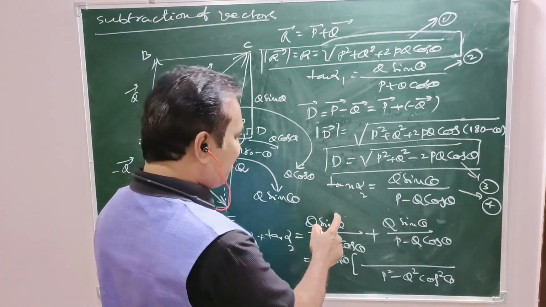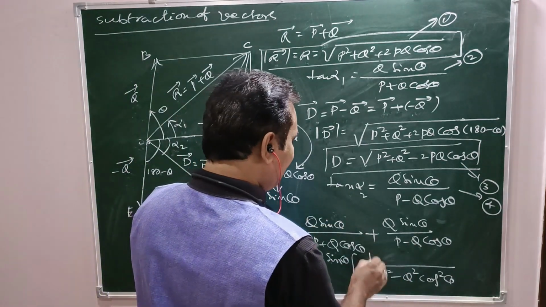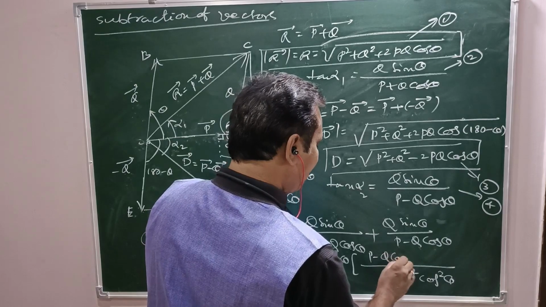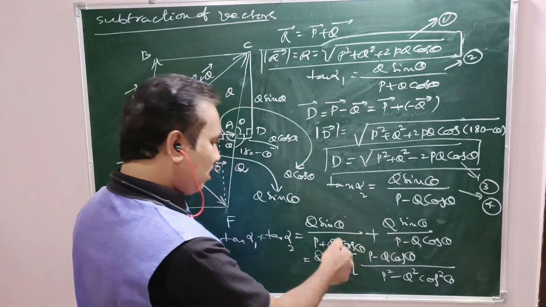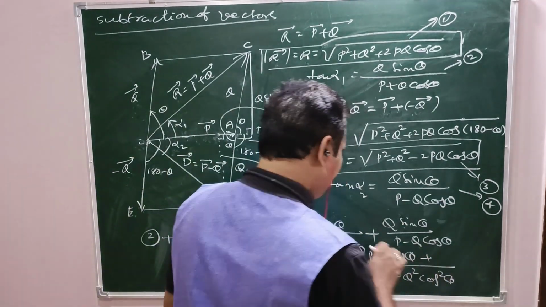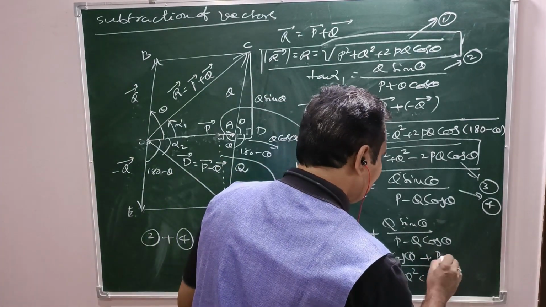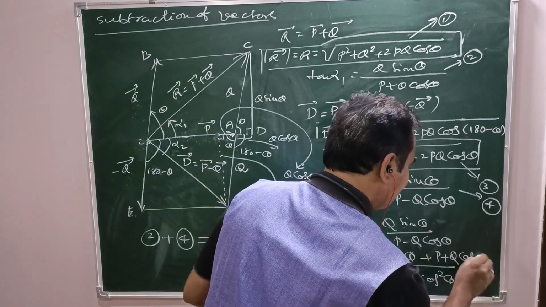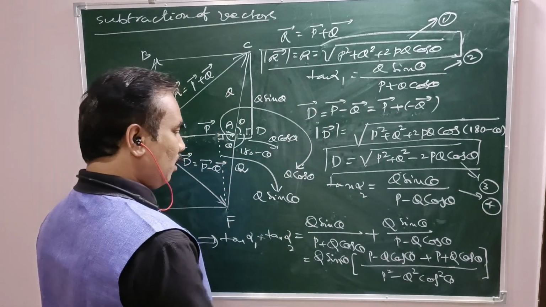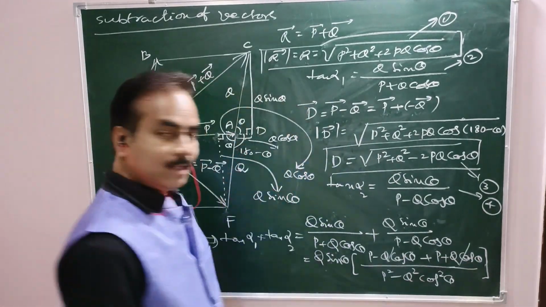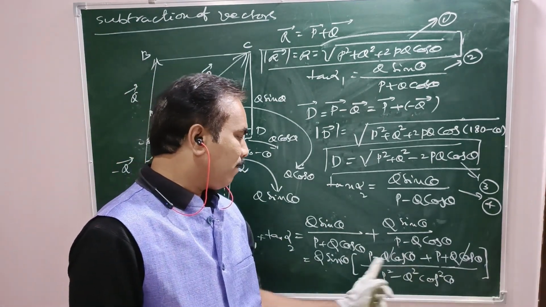Coming to the numerator here, Q sin theta is kept outside, so we are left with 1. 1 into P minus Q cos theta, that is P minus Q cos theta. Here also Q sin theta is kept outside, so we are left with 1 only. 1 into P plus Q cos theta, that is P plus Q cos theta. Now minus Q cos theta and plus Q cos theta cancel each other. We are left with P plus P, that is 2P.